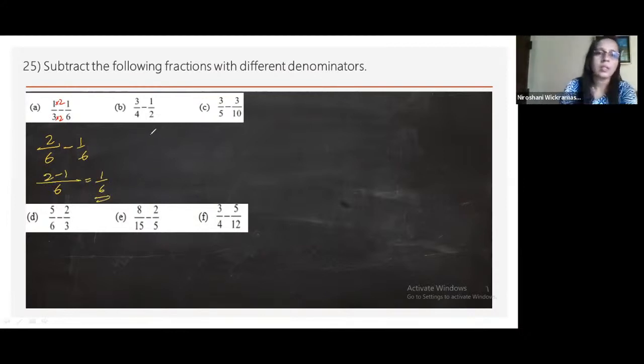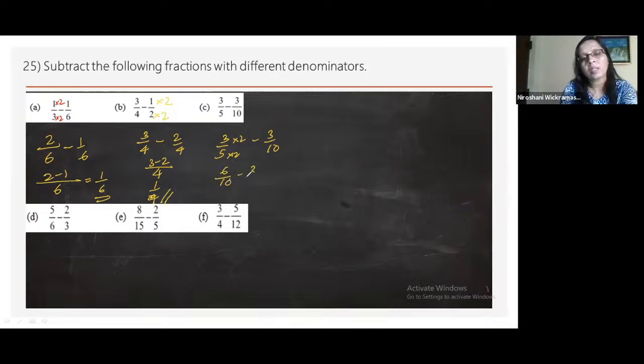Here then, this is by 2, this is by 2. 3 over 4 minus 2 over 4. 4 is the common denominator, 3 minus 2, 1 over 4. 3 over 5, this is by 2, this is by 2, minus 3 over 10. 6 over 10 minus 3 over 10, it means 3 over 10. Right, the other way also, right? Then I have done A, B, C.